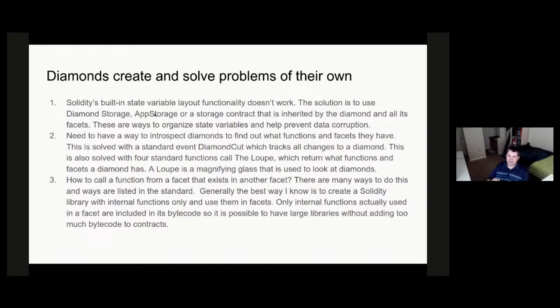App storage is a specialized version of diamond storage. The advantage app storage has is that it can make it easier and more convenient to share state variables across different facets of a diamond. So if you want to share state variables between different facets, then app storage is good for that. Regular diamond storage can also be shared between different facets as well, but it can be a little bit less convenient.